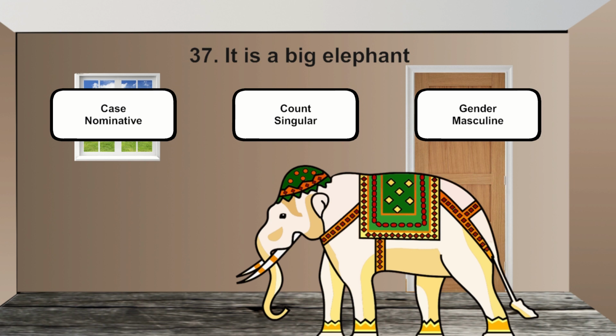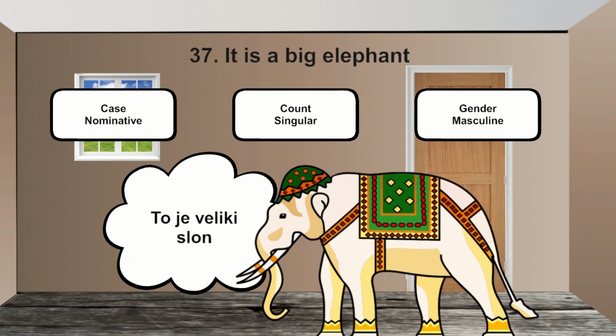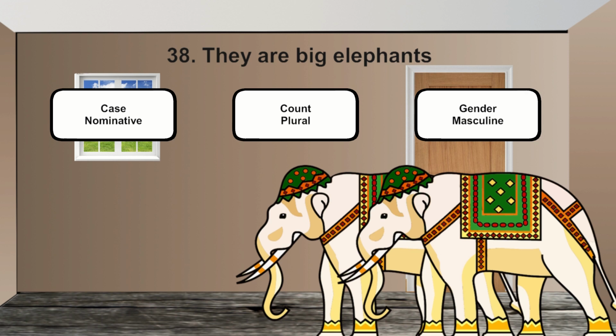Question 37. Pitanje 37. It is a big elephant. Masculine, singular. To je veliki slon. To je veliki slon.